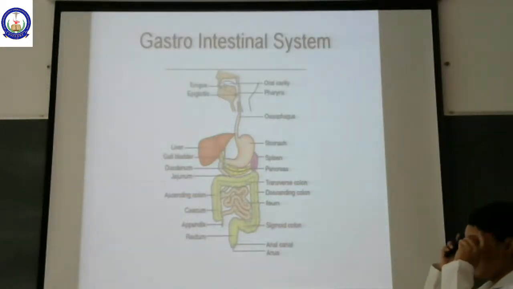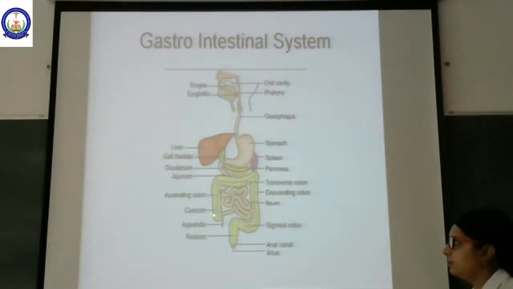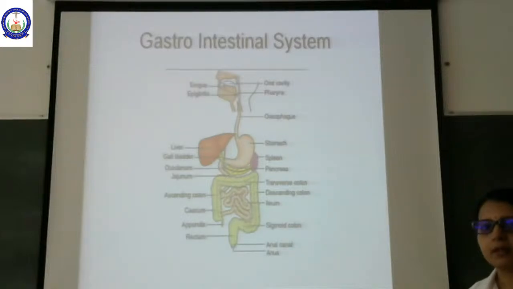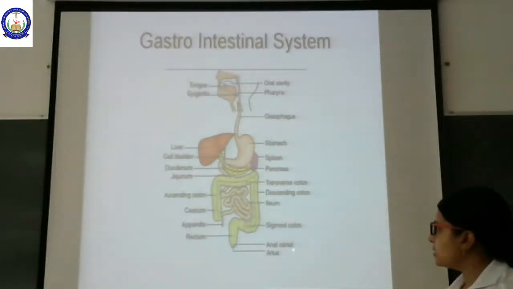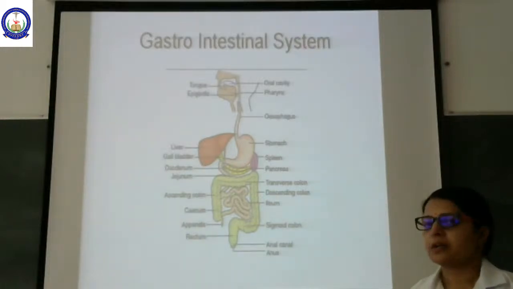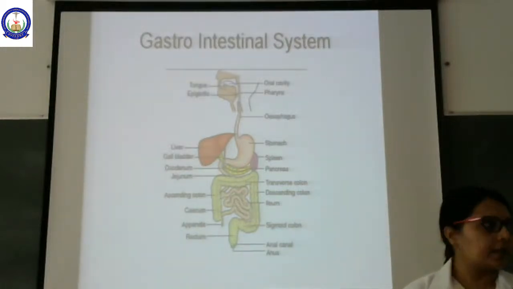Next, from the ileum, it directly connects to the cecum, then the ascending colon, the transverse colon, descending colon, then the sigmoid colon, rectum, and the anus. This forms the large intestine. Probably you have studied all these structures in your school days. Just remember, these are the different structures which together constitute the digestive system.